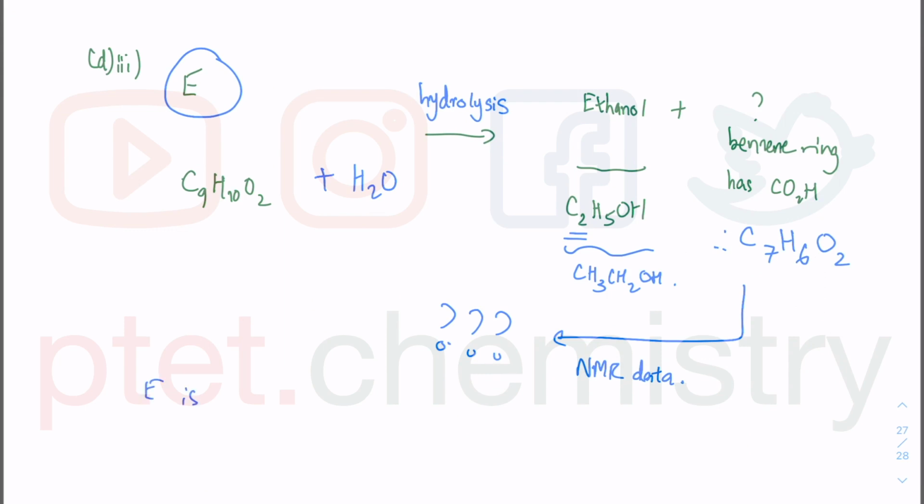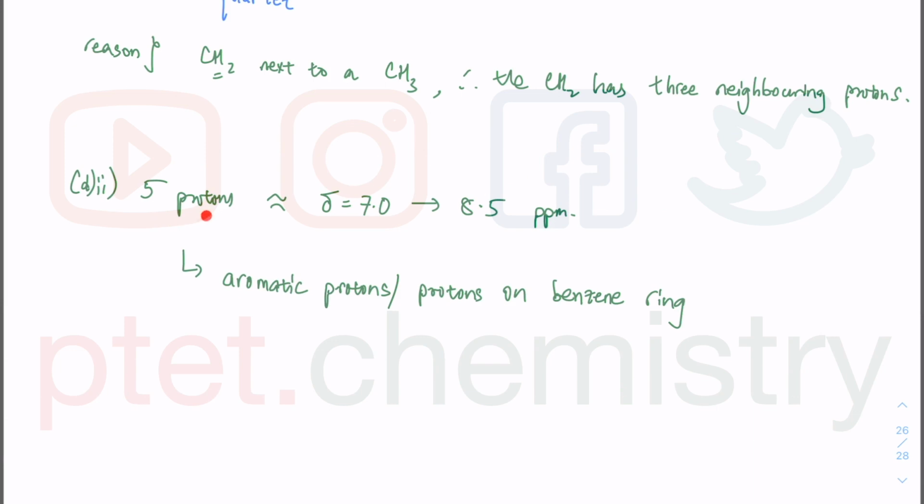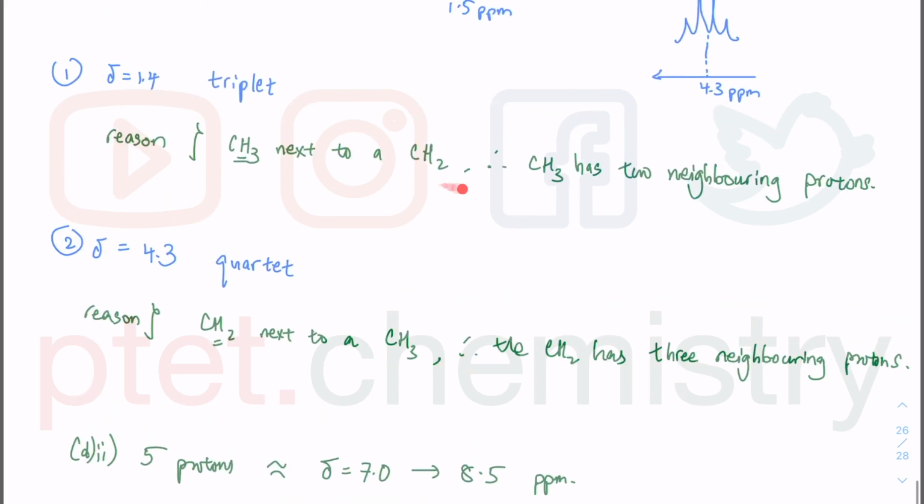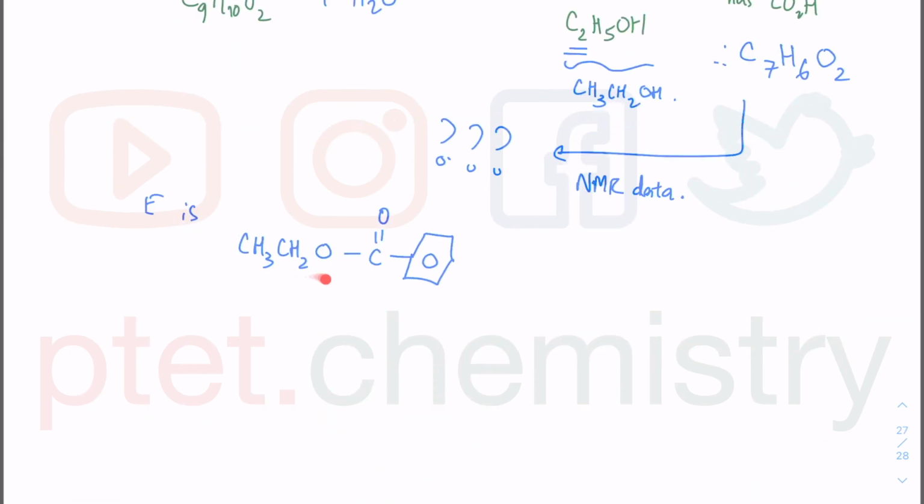E is, well, CH3, CH2, and that is the alcohol, and then I have an ester, and I have a benzene ring. The benzene is 6 carbon plus 1 is 7 carbon, and there's 5 hydrogen there. As you saw earlier, there was 5 hydrogen integrated to 5 protons between 7 to 8.5 ppm. That's to do with the protons on the benzene ring. And you have CH3 and CH2. That's a result of the bit on the alcohol.